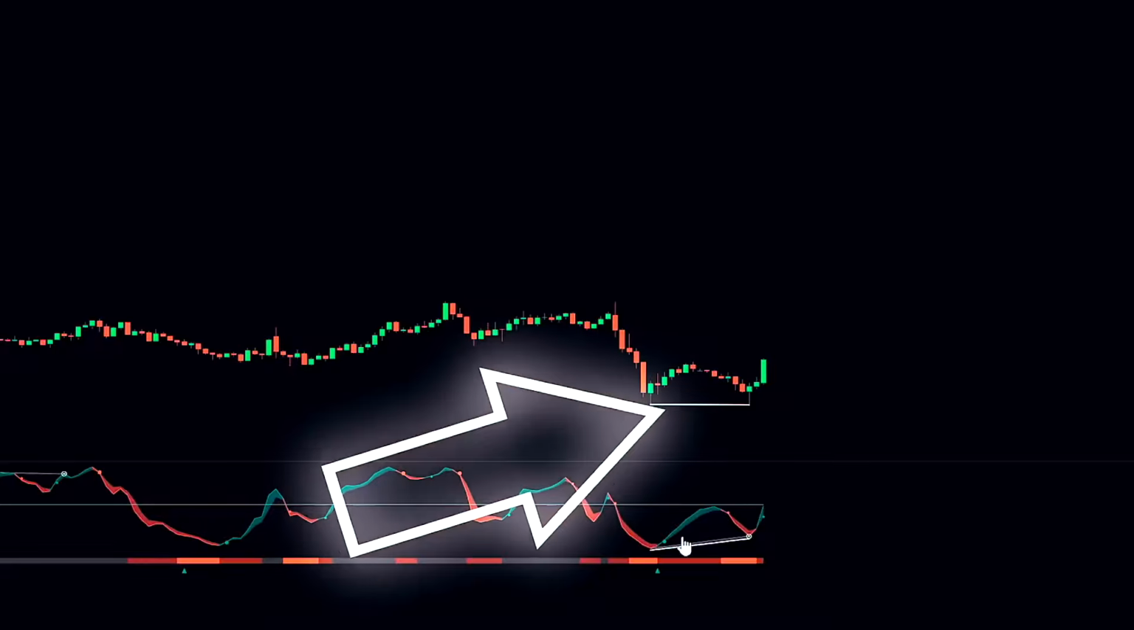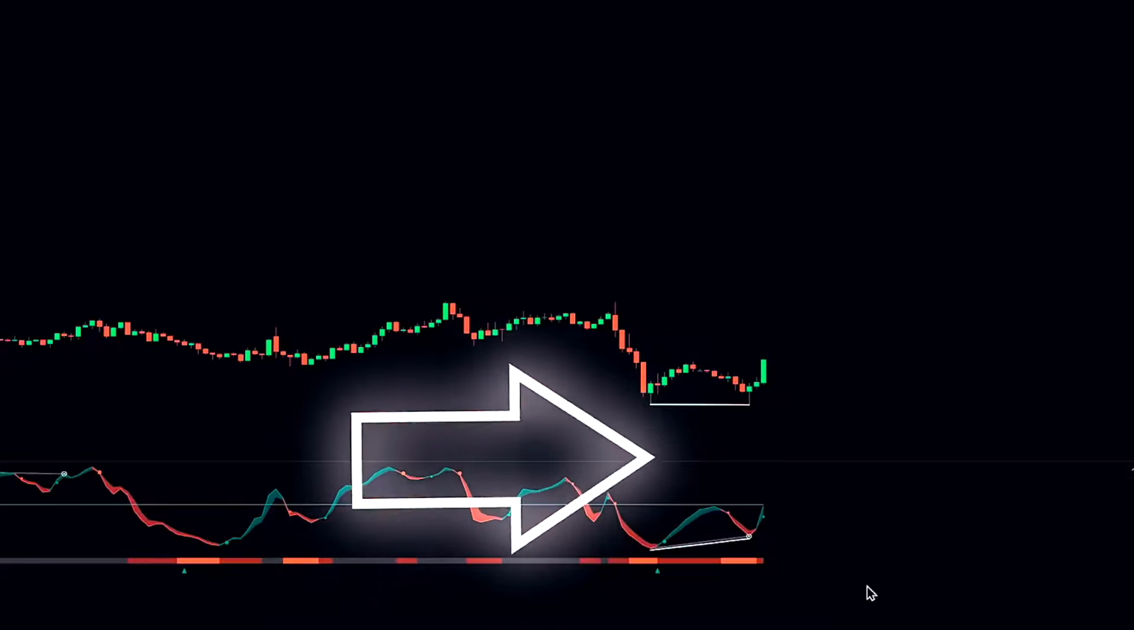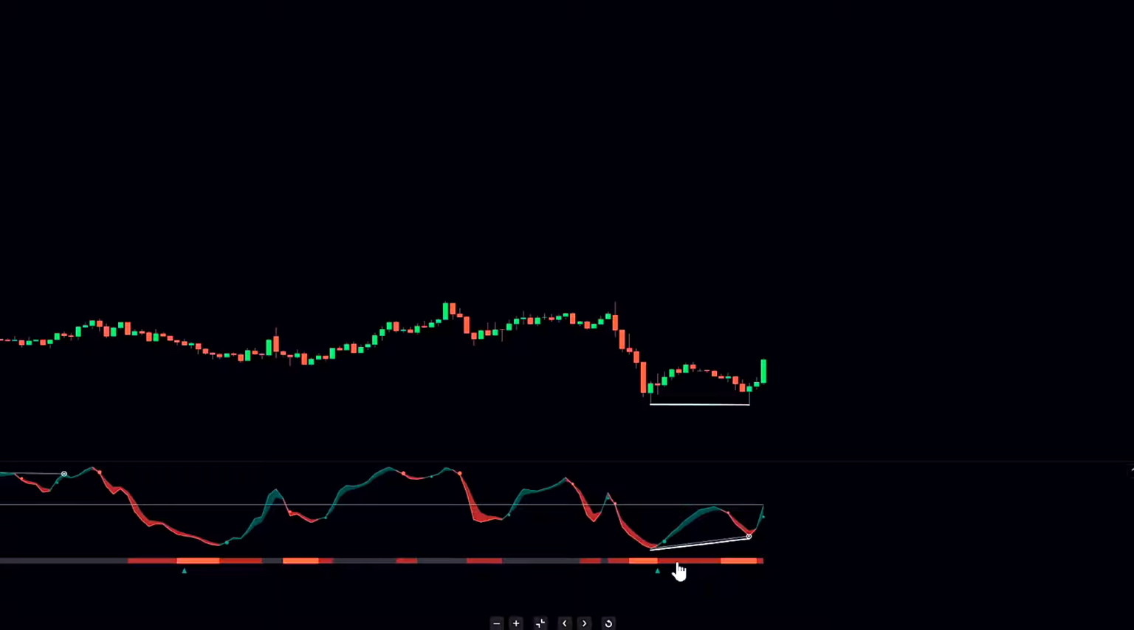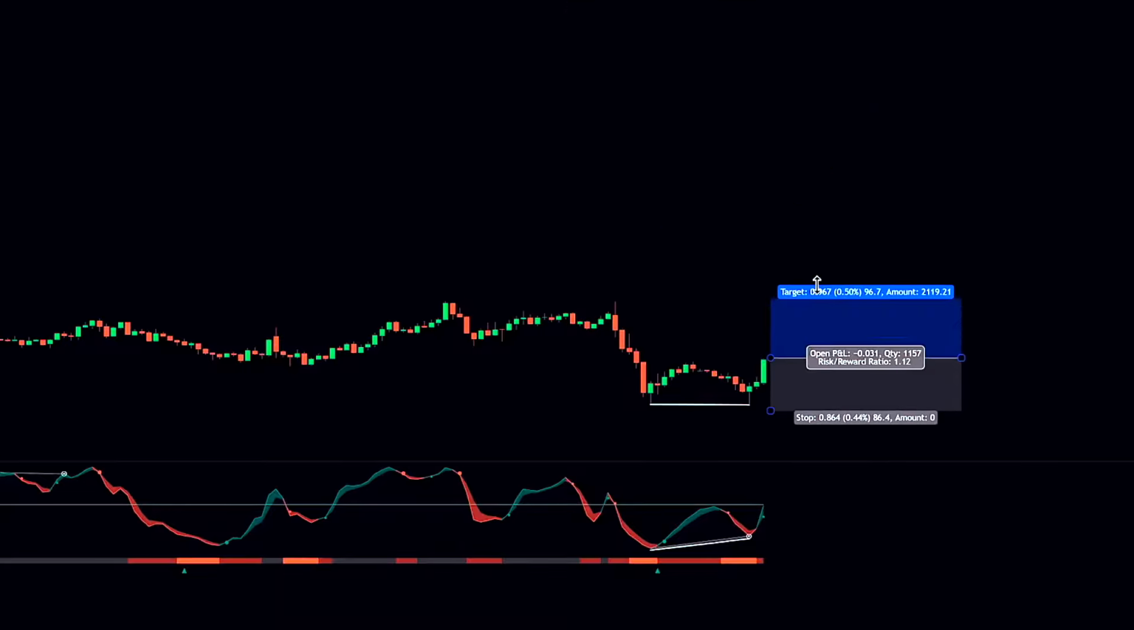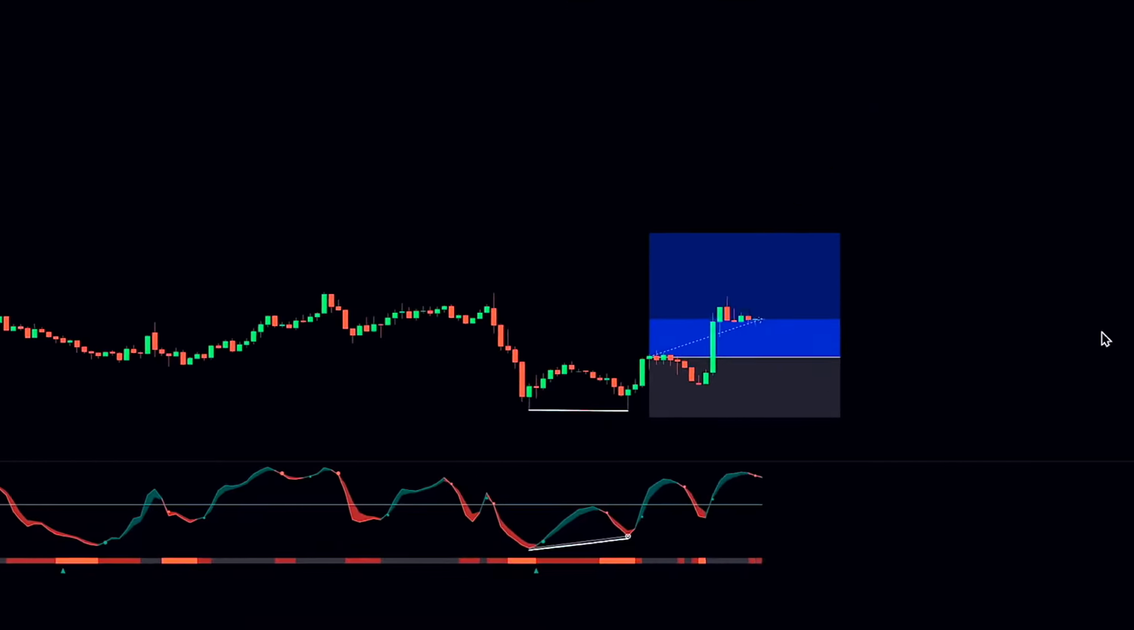Alright, check this out. We've got a bullish divergence showing up on this indicator, which is a big hint that the price is probably headed up. If you jump into a long trade here, you'd have made some cash.